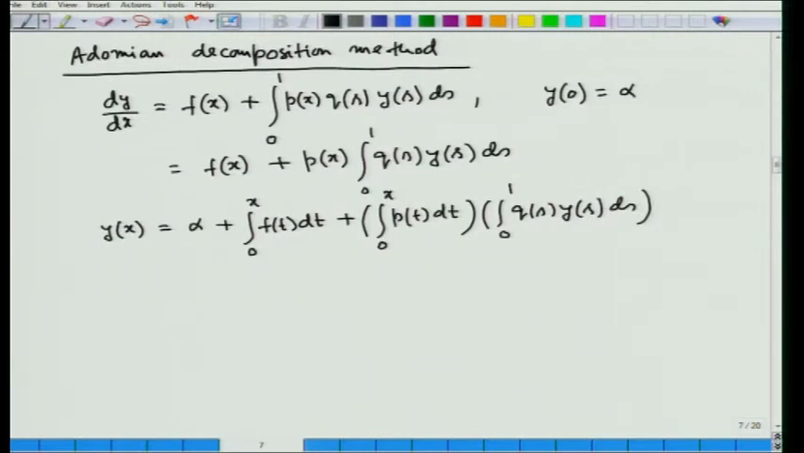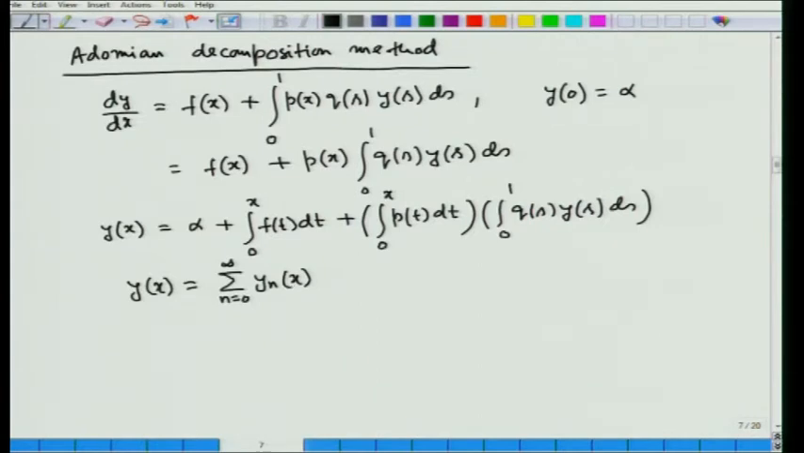Now, as usual what we have done earlier for the Adomian decomposition method, we are assuming the solution of this equation can be expressed in the form y(x) equal to summation n running from 0 to infinity y_n(x). And here we are assuming all the convergence criteria and interchangeability of the integral sign and summation notation.